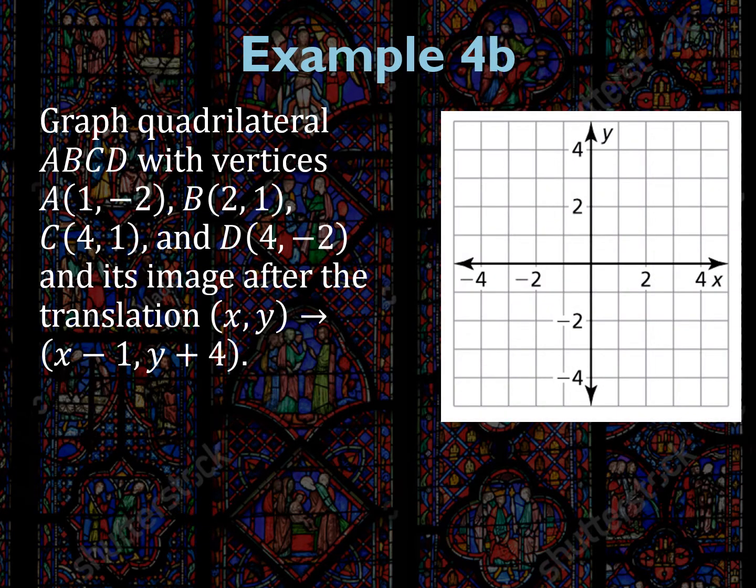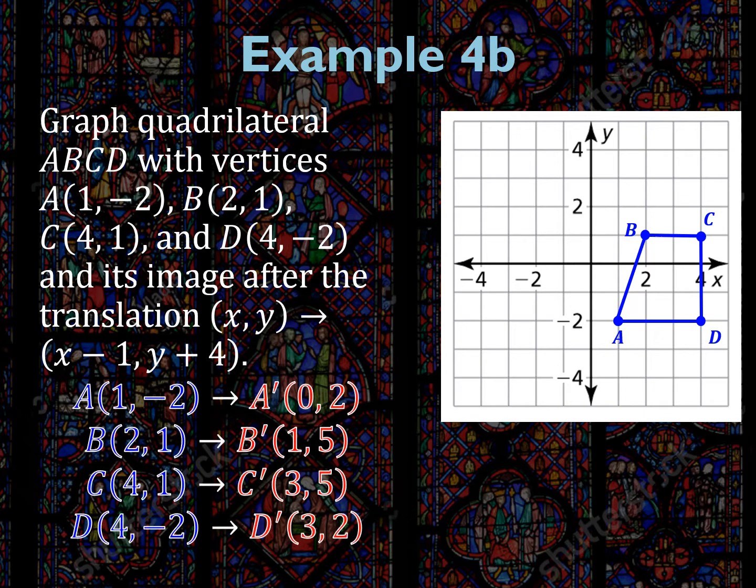Example 4b, quadrilateral ABCD, and we're going to graph the image after translation (x - 1, y + 4), which means you're going to take each point on the quadrilateral, but you just need to use the 4 corners, and move each of the 4 corners 1 to the left for x minus 1, and 4 up for y plus 4. So the end result is A becomes (0, 2), B becomes (1, 5), C becomes (3, 5), and D becomes (3, 2). For each one, you're subtracting 1 from the original x to get the new one, and adding 4 to the original y to get the new y. So (1, -2) becomes (0, 2).